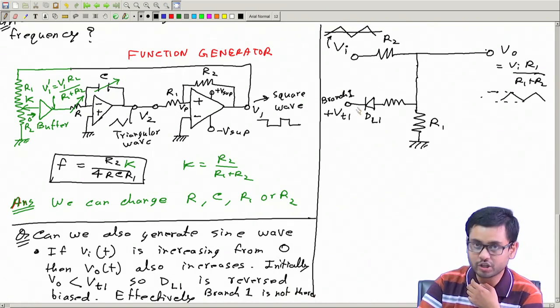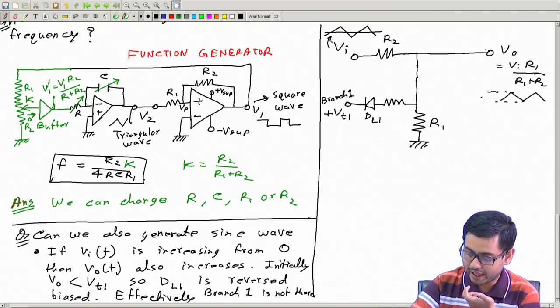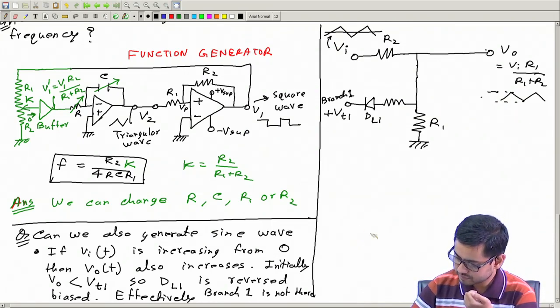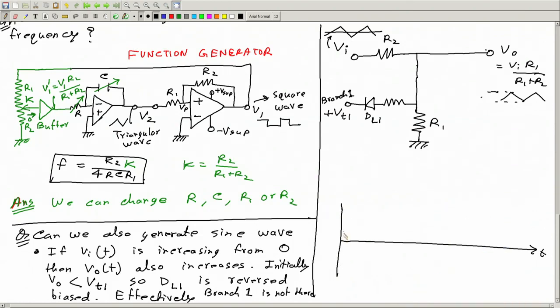So if this branch is not there, then how will the output change? It will change ignoring this branch. So as the input increases, output also increases. So let's draw. This is time. Okay, so this is Vi(t), which is increasing from 0.